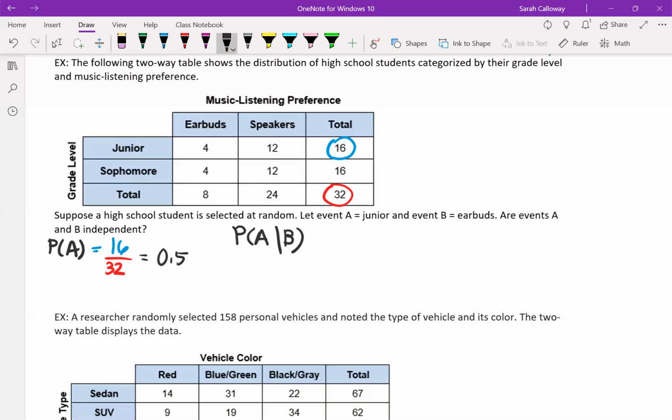I'm going to compare that to the probability that a student is a junior given they prefer earbuds. Okay, so remember the way that this works is that if I'm given they prefer earbuds, I'm only concerned with numbers in the earbuds section. Okay, and so the numerator is where junior and earbuds meet. So the numerator is 4. And then the denominator is the total for earbuds. So there are 8 students that prefer earbuds to speakers. This value is also 0.5. So what this means is that yes, these events are independent because P of A is equal to P of A given B.